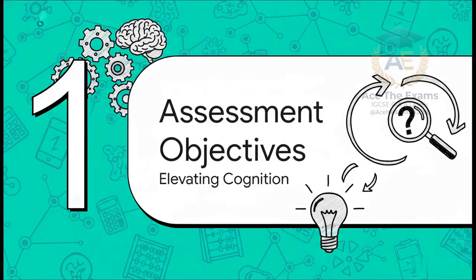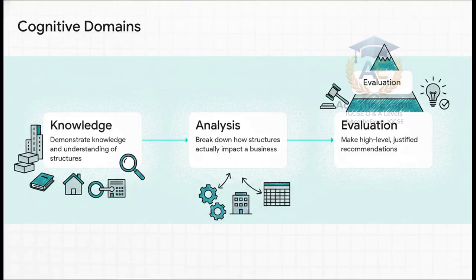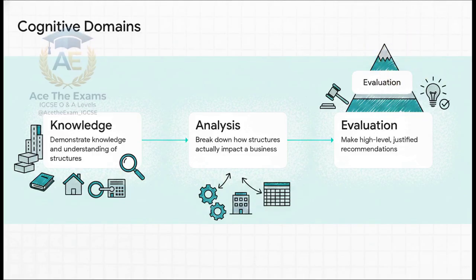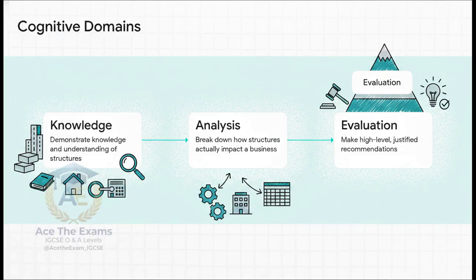Section 1. Mastering the assessment objectives. Elevating your cognitive domain. Okay, so successful candidates really need to climb 3 distinct cognitive tiers here. You start at the base level with knowledge and understanding, simply knowing your sole traders from your partnerships in limited companies. But listen, that is just the foundational architecture. From there, you've got to step up to analysis, where you break down how these structures actually impact a real business. And finally, you reach the absolute top tier, evaluation.